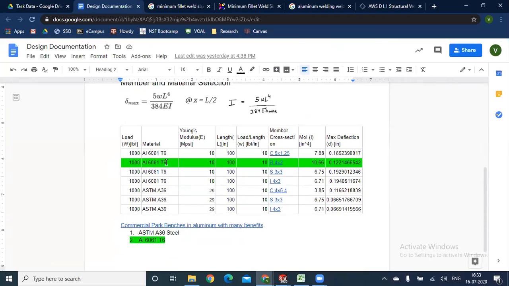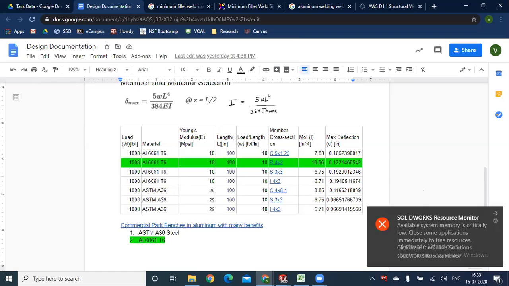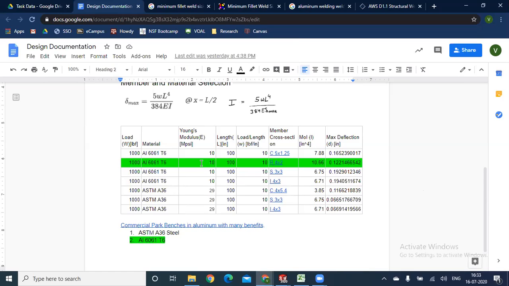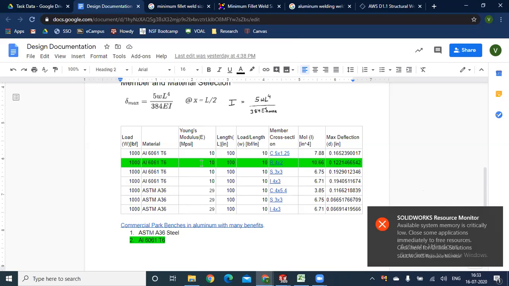So one is aluminum 6061-T6. It is non-corrosive, it is strong, it has a high Young's modulus, and also it's easily available in the market in various sizes and various shapes. So in terms of manufacturability as well as in terms of strength, that was one of the easier choices to make.